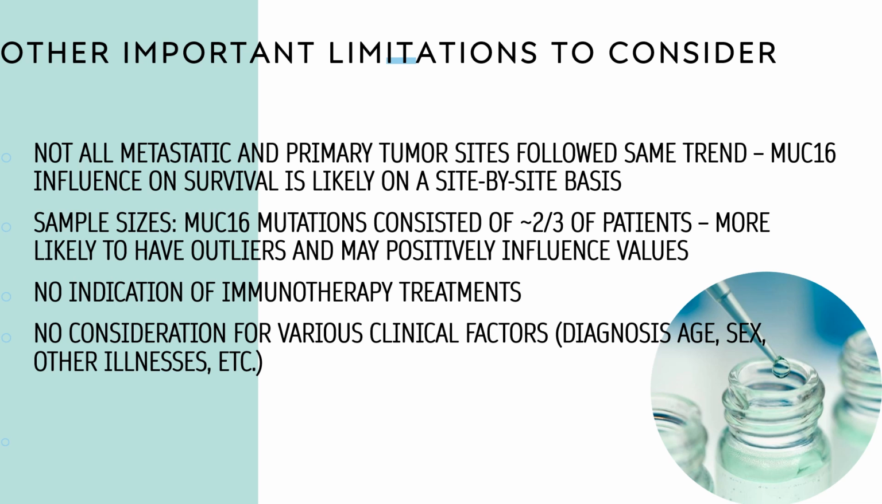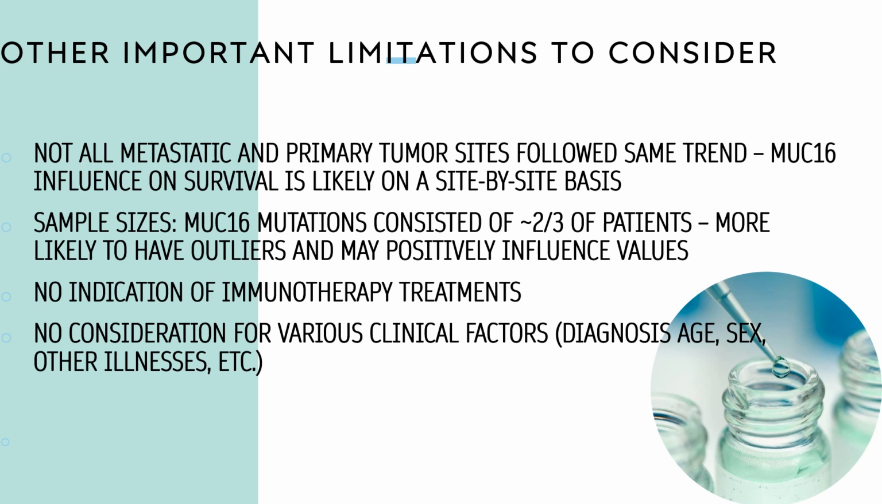is first that not all metastatic and primary tumor sites follow the same trend as the overall status. So if you recall, the metastatic and primary tumor sites didn't show much of a positive correlation between mutated MUC16 genes and survival rate. However, when we focused in on a specific example, the lymph nodes, which are a metastatic site, these did show a pretty prominent response to mutated MUC16 genes and how patients responded.